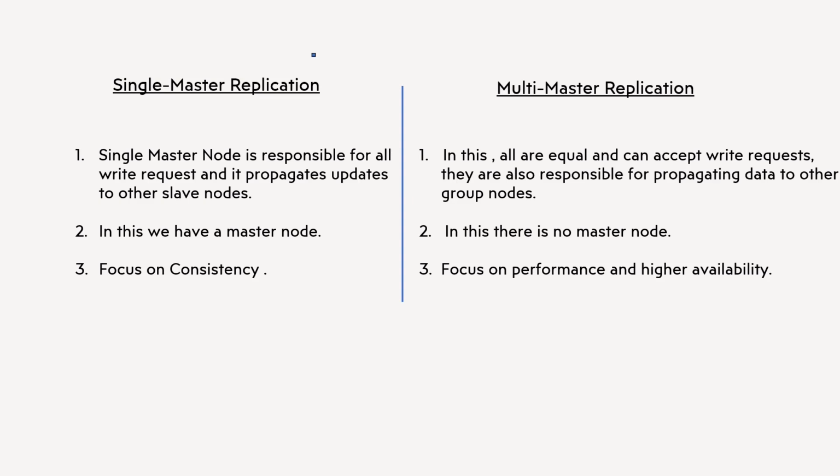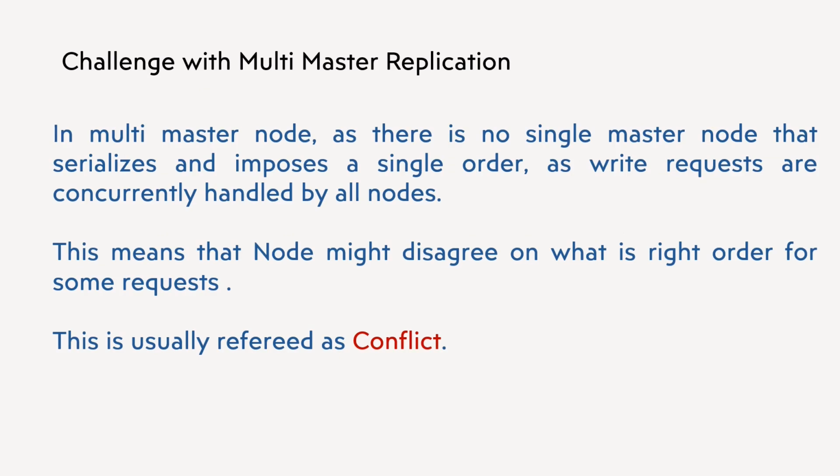Now there is one challenge, right? When we use multi-master replication, as there is no single node keeping the order of requests, the data can be inconsistent between the nodes. So how do we resolve those conflicts, right? Suppose one node is saying the value of variable x is 5, and another is saying no, the value is 7. So how do we resolve that? These conflicts usually appear when we use the multi-master technique, and there are a few ways by which we can overcome them.